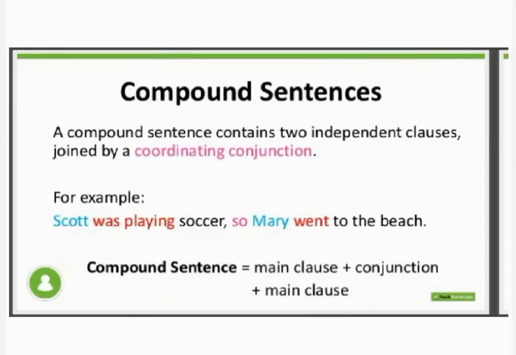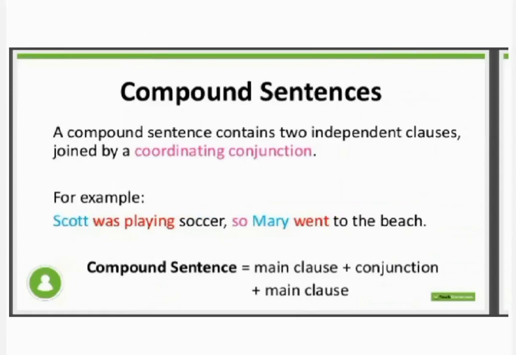Now let us move to the compound sentences. A compound sentence contains two independent clauses. As I already told you, simple sentences are also independent clauses. They are joined by a coordinating conjunction. Like, Scott was playing soccer, so Mary went to the beach.